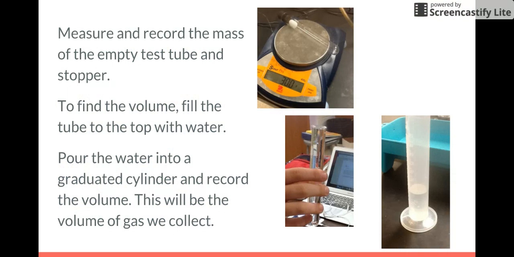To begin, measure and record the mass of the empty test tube and the stopper. We'll need that later. For the volume, the test tubes aren't marked, and so we need to measure the volume that the test tube holds. The easiest way is to fill it with water and then pour it into a graduated cylinder, and that should tell us how much space the tube can hold.